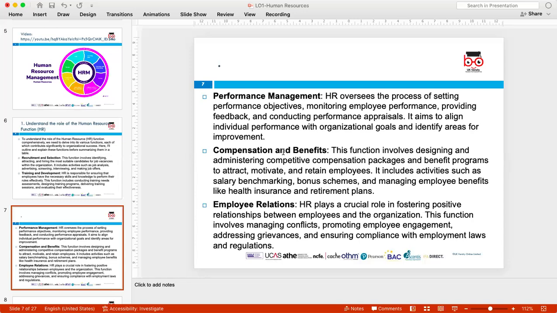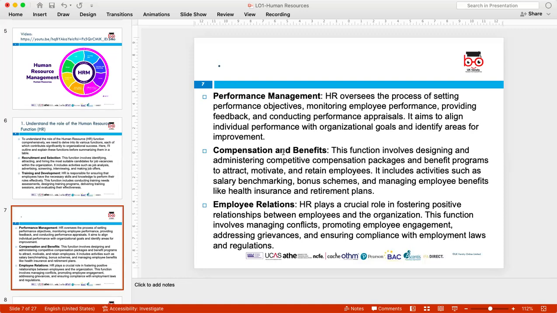Compensation and benefits. The HR designs and administers competitive compensation packages and benefits programs to attract, motivate, and retain employees. It includes activities such as salary benchmarking, bonus schemes, and managing employee benefits like health insurance and retirement plans. HR at a small tech company reviews industry salary data to make sure that developers are paid competitively, helping to keep employees happy, stress-free, and reducing the risk of them leaving for better paying jobs.